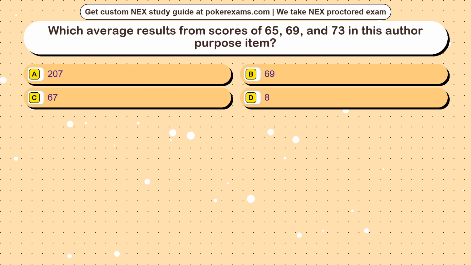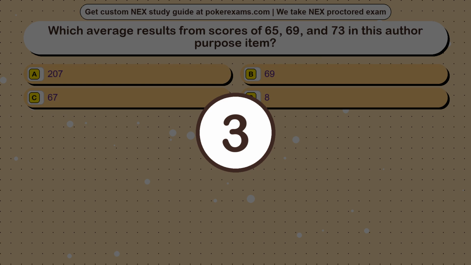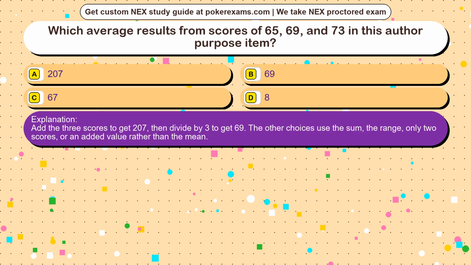Question 1. Which average results from scores of 65, 69, and 73 in this author purpose item? Option A, 207. Option B, 69. Option C, 67. Option D, 8. The correct answer is option. Add the 3 scores to get 207, then divide by 3 to get 69. The other choices use the sum, the range, only 2 scores, or an added value rather than the mean.